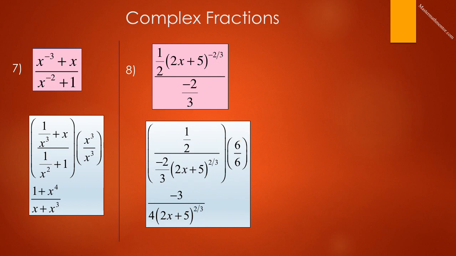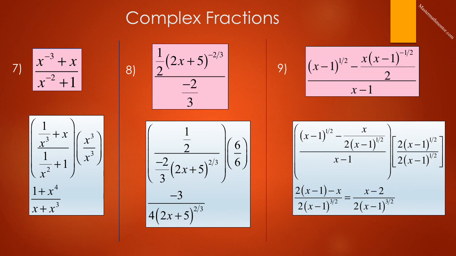In number 8, we have 1/2 times 2x plus 5 to the negative 2/3 all over negative 2/3. So since we have a term over a term, we can bring the expression with the negative 2/3 downstairs. And we can write this as 1/2 over negative 2/3 times 2x plus 5 raised to the 2/3 power. So we then multiply out by 6 over 6, and we end up getting negative 3 over 4 times the quantity 2x plus 5 to the 2/3 power.